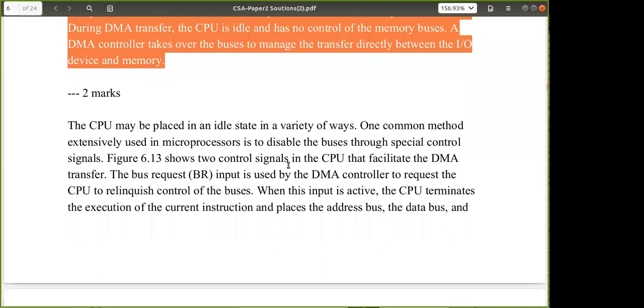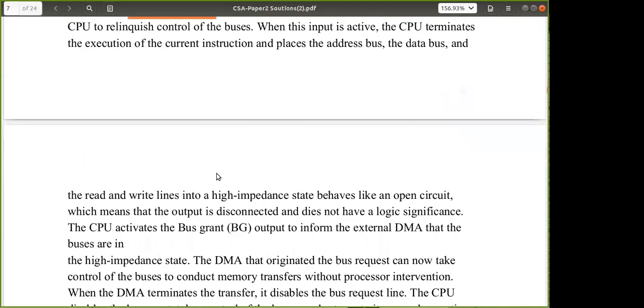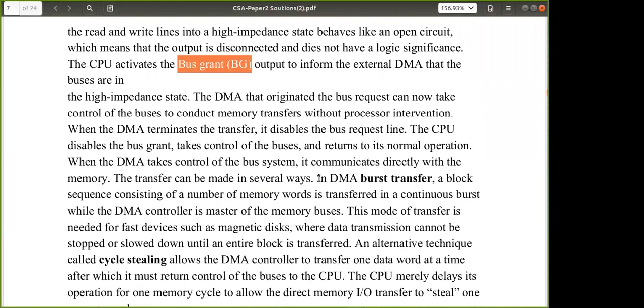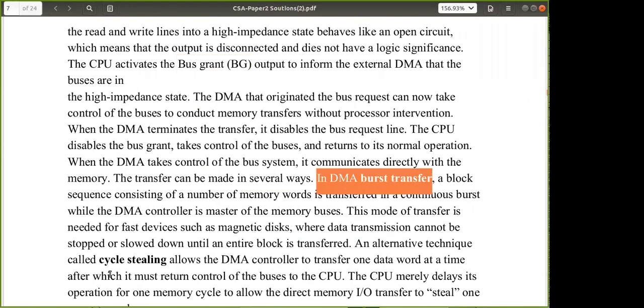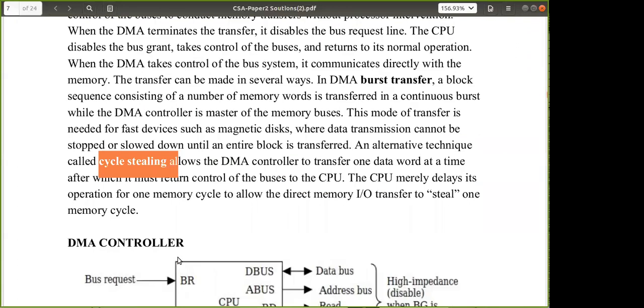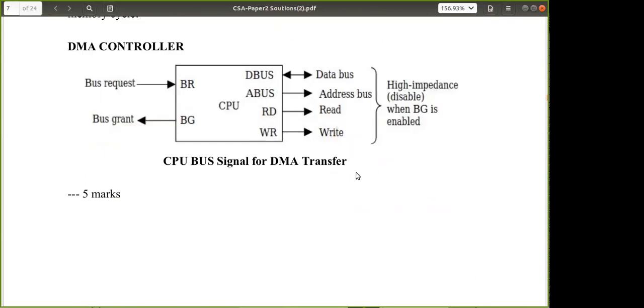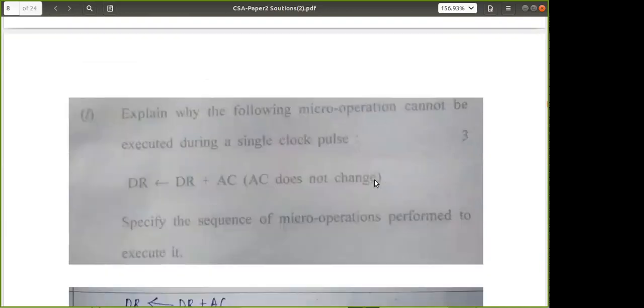Then you have to explain the bus request, then you have to explain the bus grant, then you have to explain the transferring, that is bus transfer, and the cycle stealing. So that will comprise the 5 marks, and you can also draw the diagram. So bus request goes from the DMA to the CPU, and then the CPU gives the bus grant to the DMA and puts the data bus, address bus, and the read write lines into the high impedance state, and it is like an open circuit.